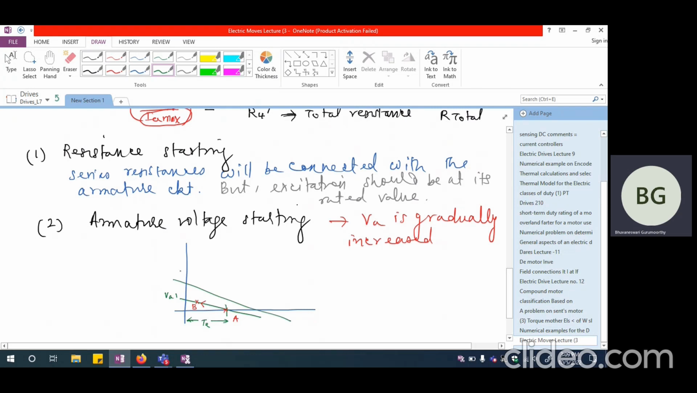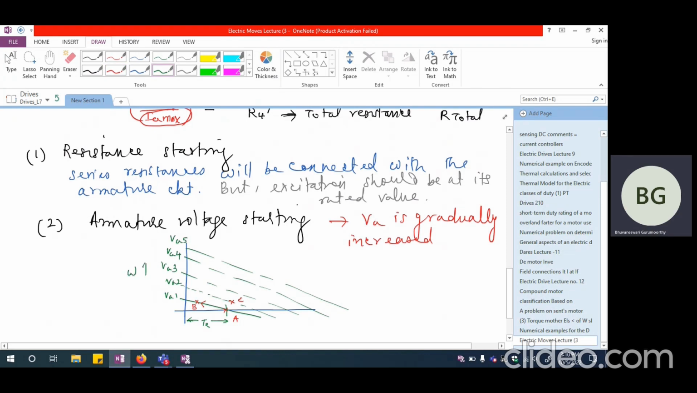So I may have another armature voltage characteristic somewhat like this. So let me show a parallel characteristics. So I'm going to have another parallel characteristics, one more parallel characteristics, and so on. So this is going to be basically the characteristics of this machine. So from B, it will shift to, say, point C, because you are going to increase the voltage from VA1 to VA2. Then you may increase it to VA3. Then you may increase it to VA4 and then VA5.